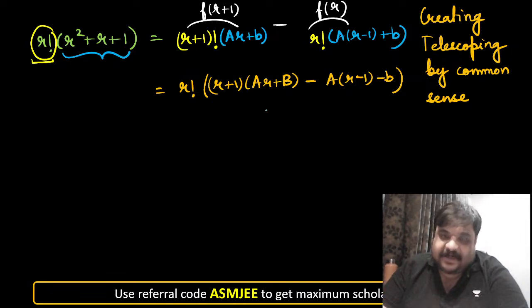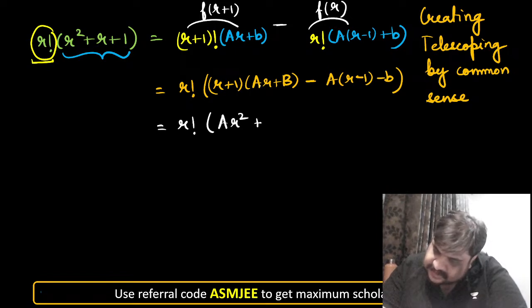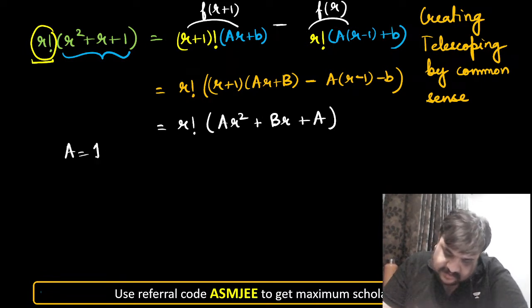Now we'll have to find A and B. How to find A and B? Expand AR square plus AR minus AR is gone, plus BR plus B minus B is gone, plus A. So clearly A is equal to 1 by comparison, and B is also equal to 1.